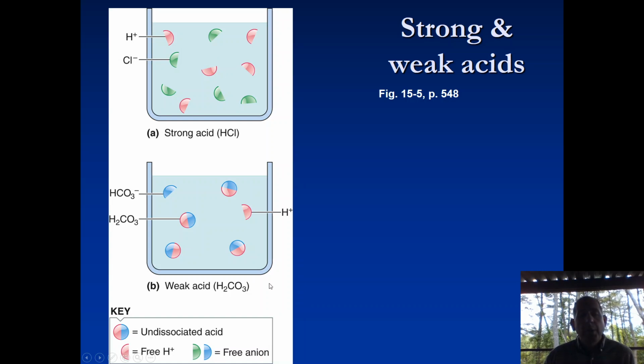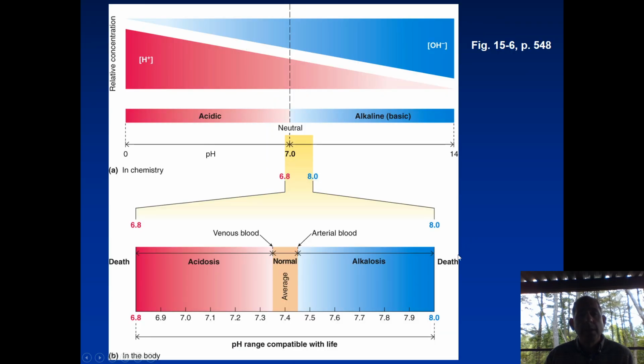By comparison, carbonic acid is a weak acid, and so you can see many of the carbonic acid molecules remain as carbonic acid, with only a few dissociating into bicarbonate and free hydrogen ions. So the number of free hydrogen ions here would be much greater, and thus we'd have a much lower pH here. And here we would have a smaller decrease in pH because there's only one free hydrogen ion. This is figure 15-5 in your text.